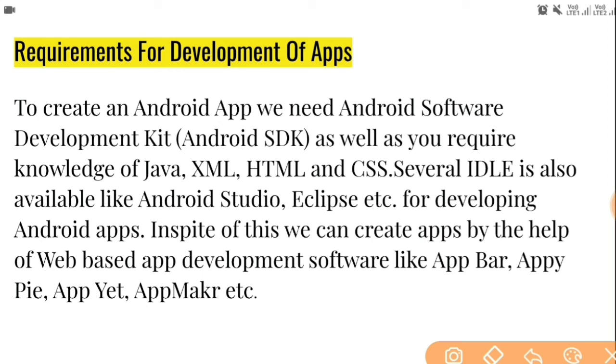Now moving ahead, we have just downloaded those apps, but have you wondered how those apps have been created? If you want to create those apps, there are some requirements for developing apps. To create an Android app, we need the Android software development kit, which is called Android SDK, and you also require some knowledge of Java, XML, HTML and CSS. There are also several IDEs, where the full form of IDE is integrated development environment, like Android Studio and Eclipse, which are required for developing an Android app.